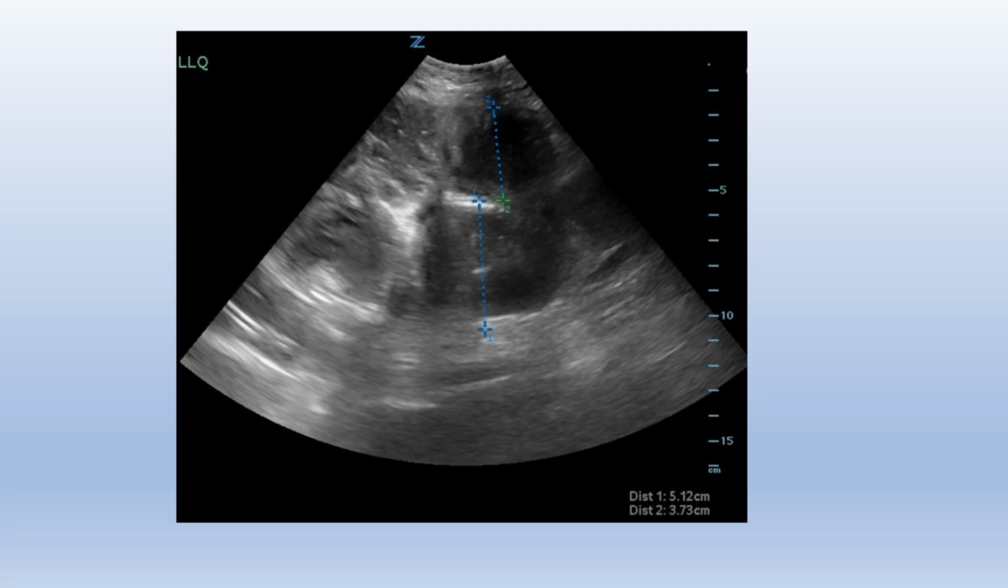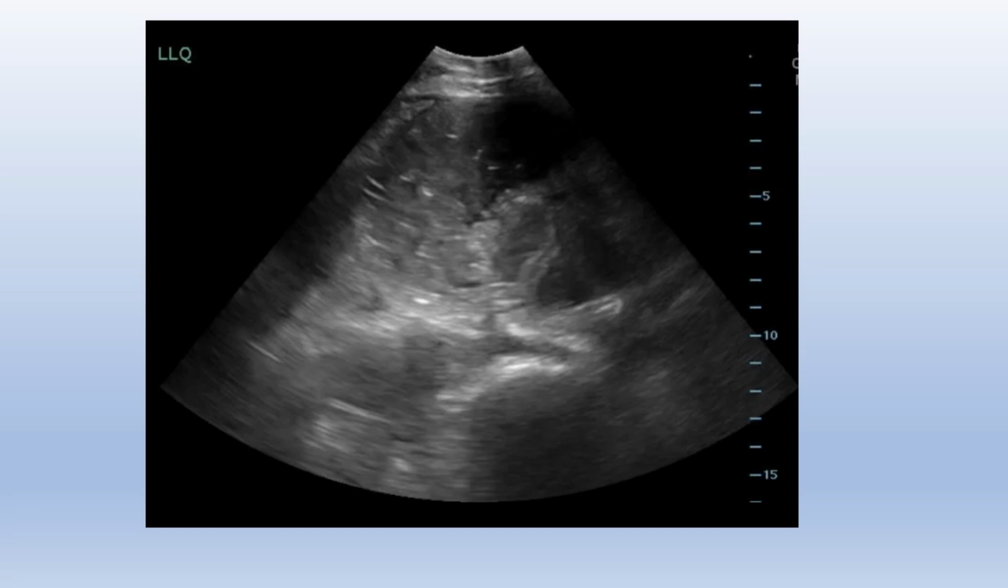Here we see a still image. It's great to have your eyeball gestalt for dilated loops of bowel, but it's great to confirm that with a quantitative measurement. And we see here definitely greater than 2.5 centimeters. And the physicians have correctly measured this in the AP diameter.